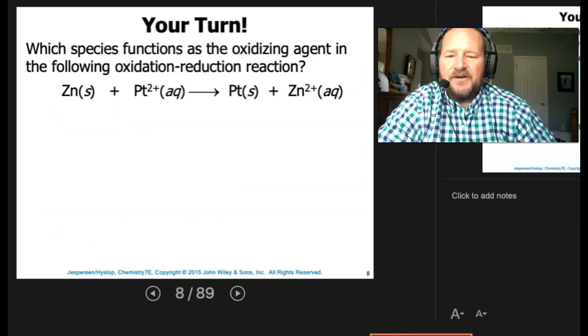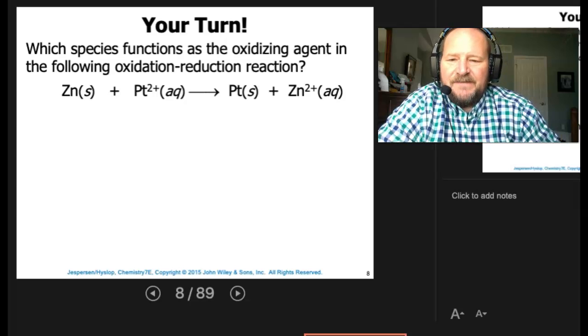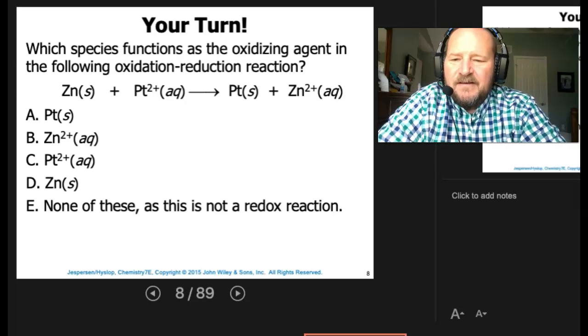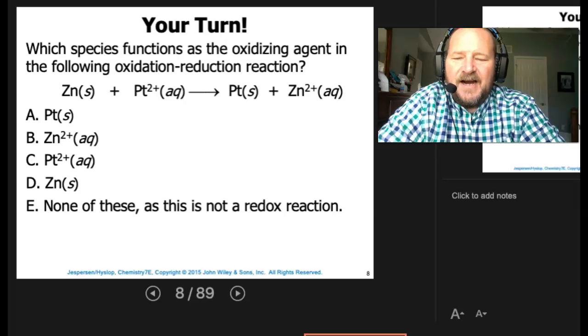All right, so how's this all going to work? Well, I'm going to give you a reaction, and you're going to tell me which species functions as the oxidizing agent in the following oxidation reduction reaction. So, is it the platinum, the zinc, the platinum ion, or the solid zinc? Which one is going to act as the oxidizing agent?